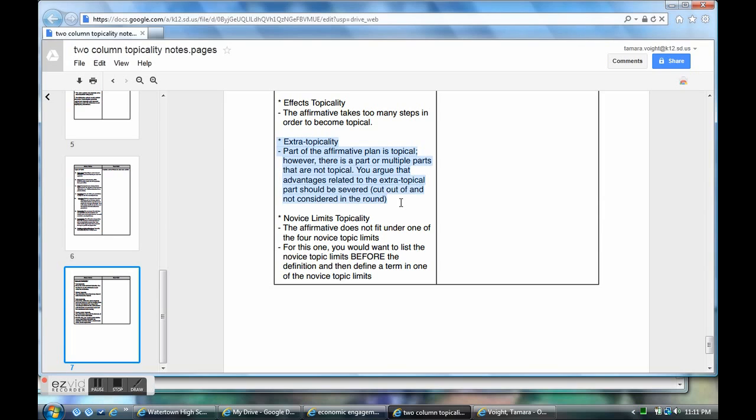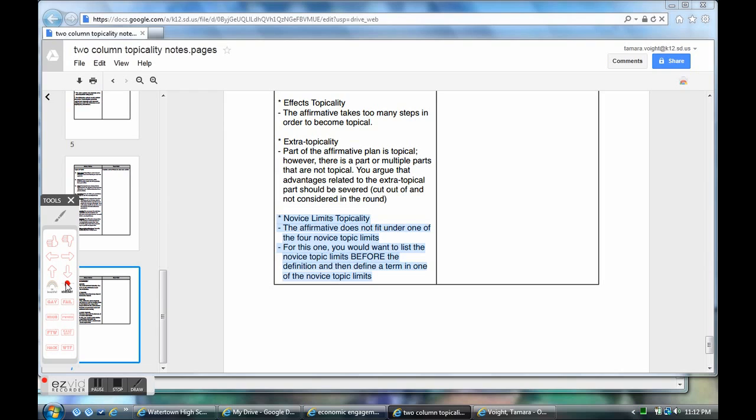Extra topicality argues that part of the affirmative plan is topical. However, there is a part, or multiple parts, that isn't topical. For example, there is a case being run this year on the novice level where they fully end the Cuban embargo, plus they take Cuba off the terror watch list. And taking Cuba off the terror watch list really isn't an economic engagement. It's an extra topical part of the plan. And the way we deal with this is we don't say that the affirmative should be voted down. We just say that you should sever, or cut off, take out any advantages related to the extra topical part. So the affirmative could still win the round, but they can't win any advantage related to taking Cuba off the terror watch list.